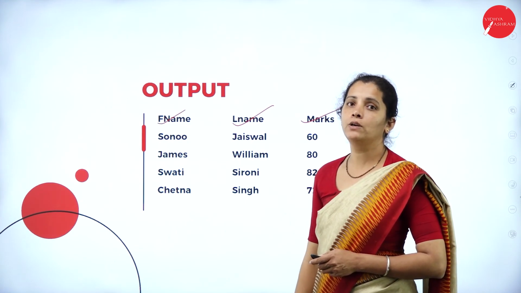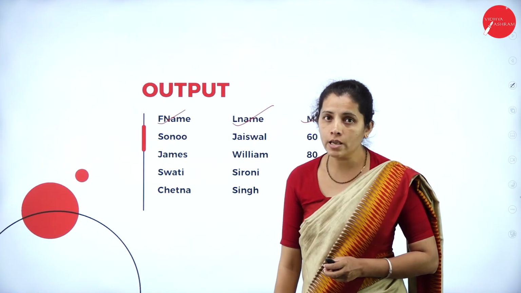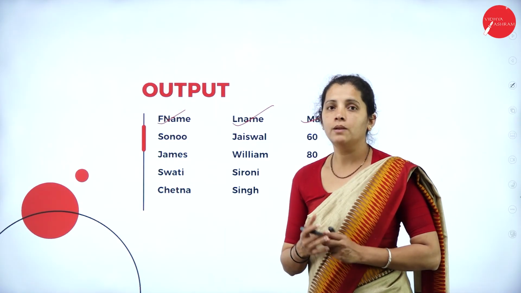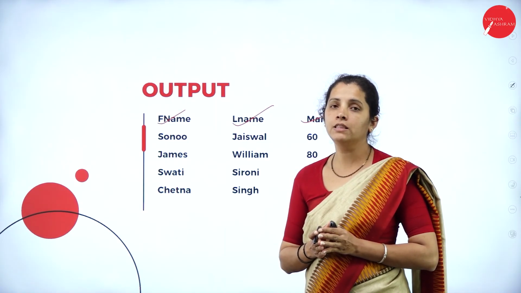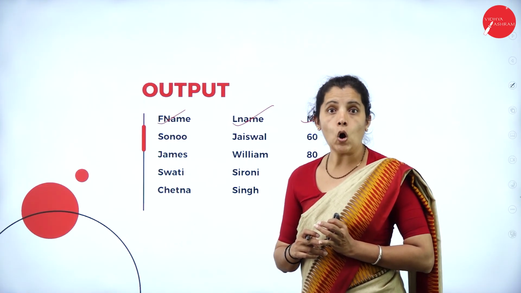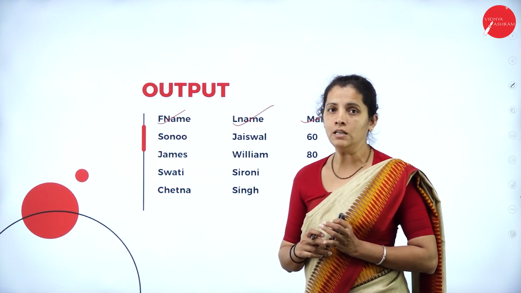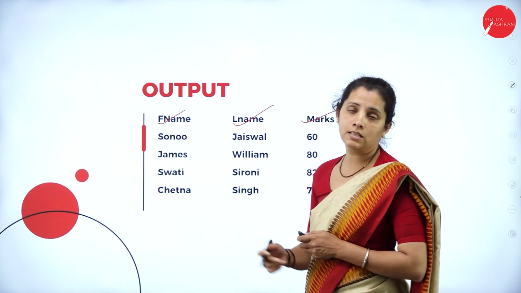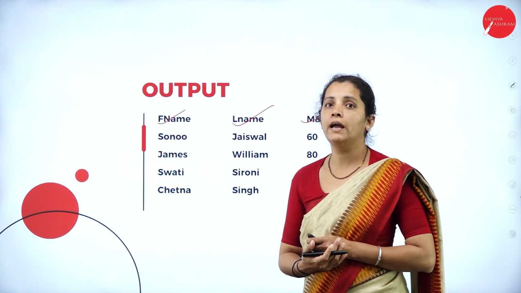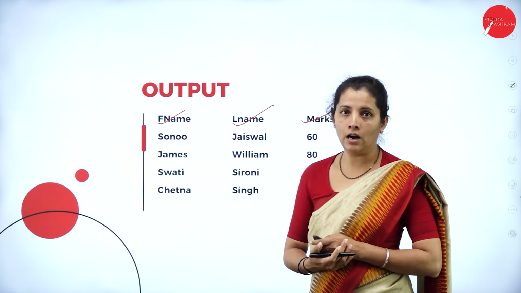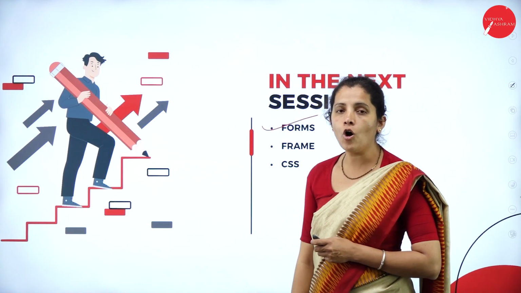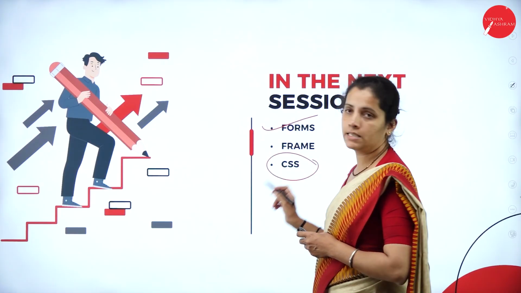Anyway, dear student, in today's session, I started with what an image is and how to use the image tag in my website or in my code. Then I started with lists. I discussed what a list is and the types of list, that is ordered list, unordered list and description list. Then I discussed tables. In table, I covered table row, table heading and table data. In my next session, I'm going to deal with forms, frames and CSS.